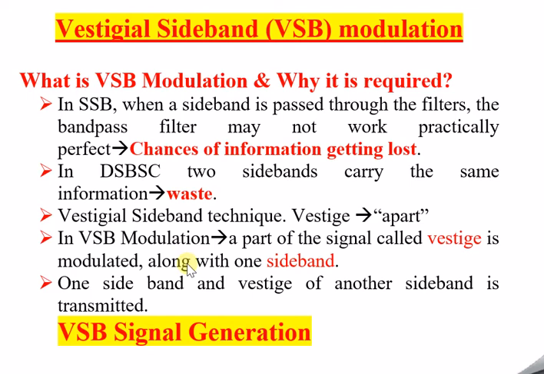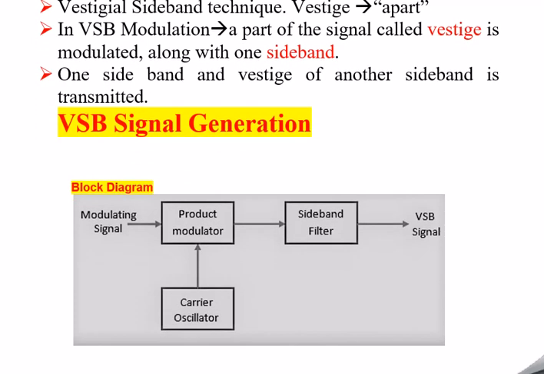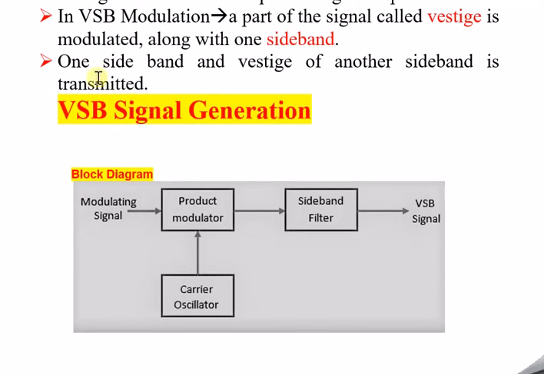So now we will try to understand in detail what this vestigial sideband modulation is. As I told you, one sideband along with the vestige of another sideband is transmitted in case of vestigial sideband modulation. Now we have understood what vestigial sideband modulation is, why it is required, and why it is called so. So now we will slowly start to understand how to generate the VSB signal, knowing that one sideband along with the vestige of another sideband is transmitted.